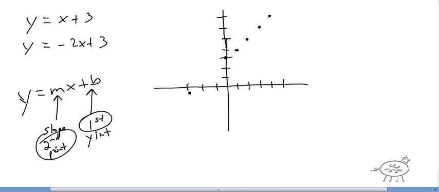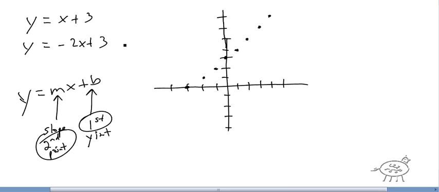I know you're like, well, geez, it's a lot of points, but you know what? This is going to give you the accurate answer. So from here, down 1 over 1, down 1 over 1, down 1 over 1. Okay, so again, I didn't plot any points or graph any lines.